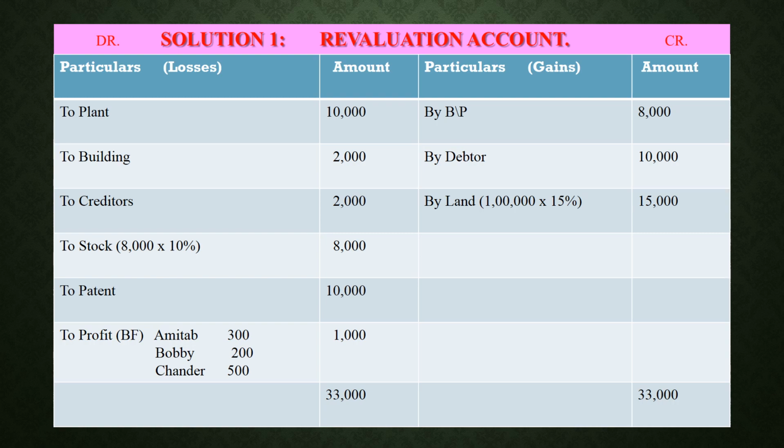Understand how to prepare revaluation account of illustration 1. Adjustment number 1 is about plant and machinery valued at 1,90,000. The balance sheet value is given rupees 2 lakh. In this situation, we need to decide two things.